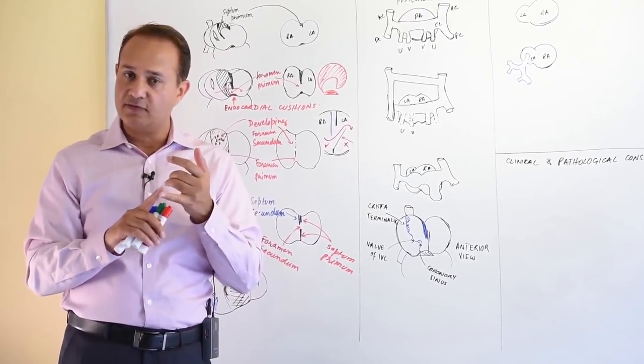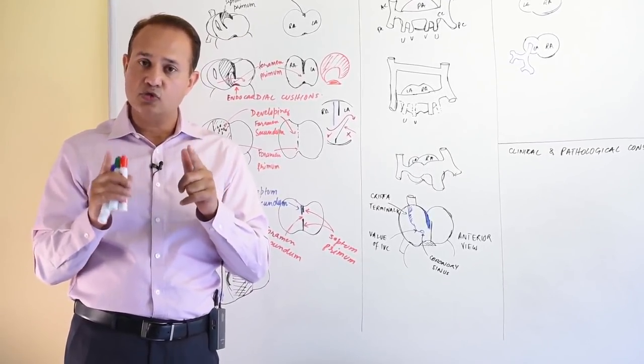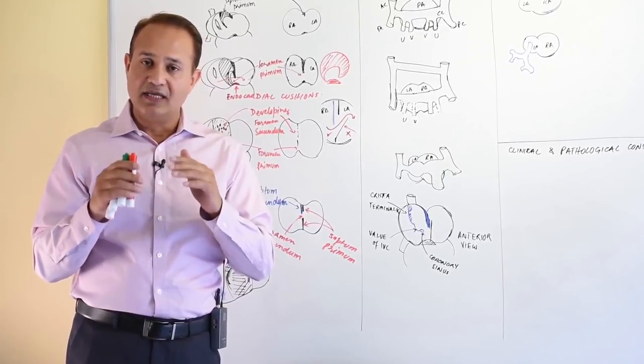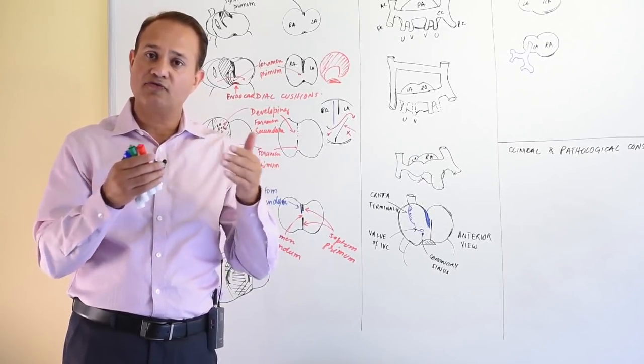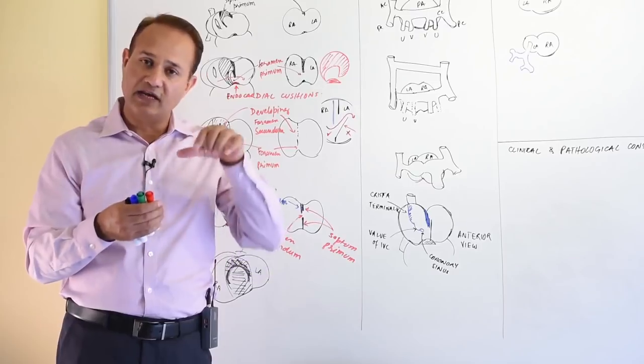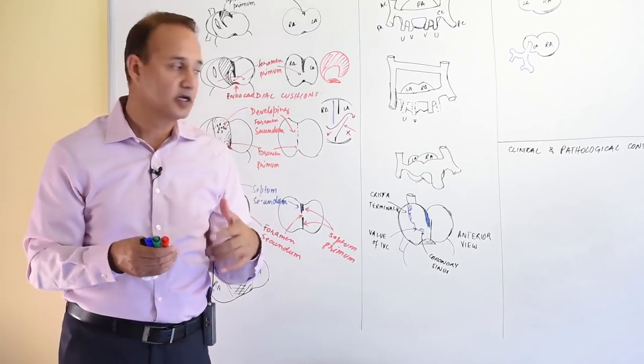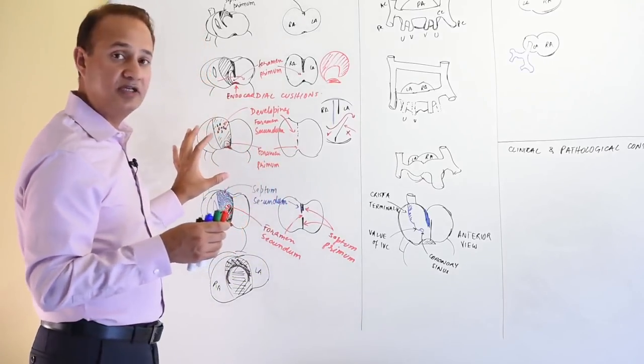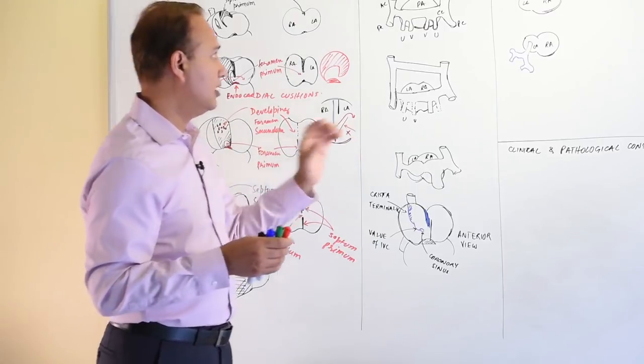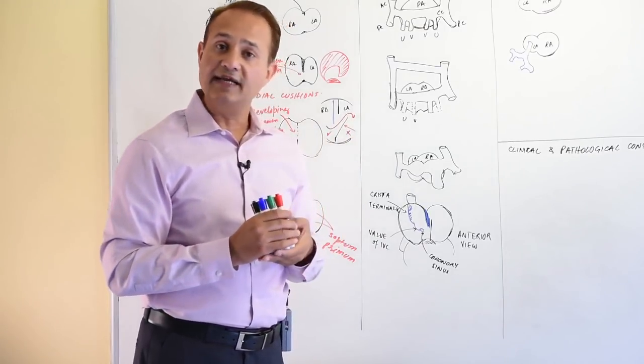First the right to left shunt was through the foramen primum. Then the right to left shunt was through the foramen secundum, which became foramen ovale when the septum secundum appeared. So that is the interatrial septum. Now let's talk about right atrial development.